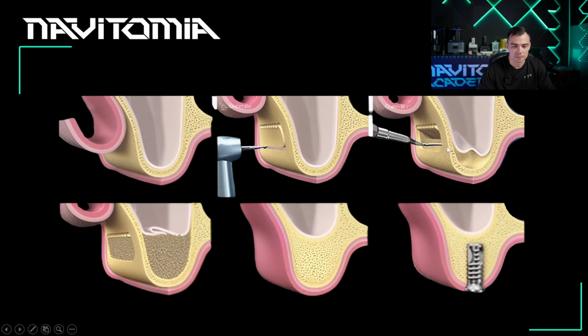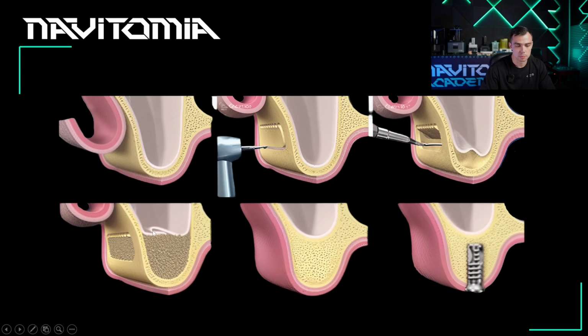And after that, we have to lift the Schneiderian membrane upward, because this layer inside the maxilla is also soft tissue, and surgeons lift it in such a way that they create some space between it and the native bone, and therefore we get some extra space here to install the implant.